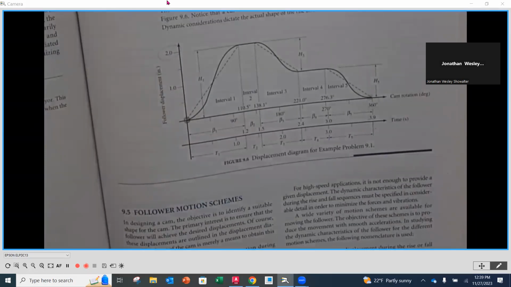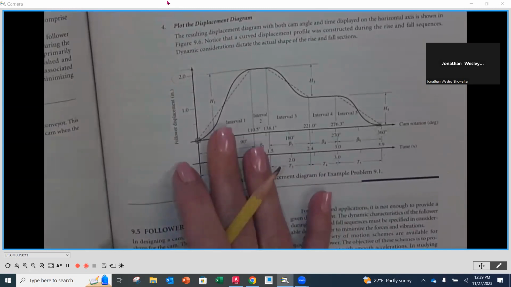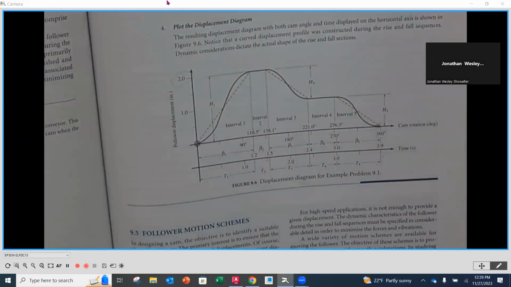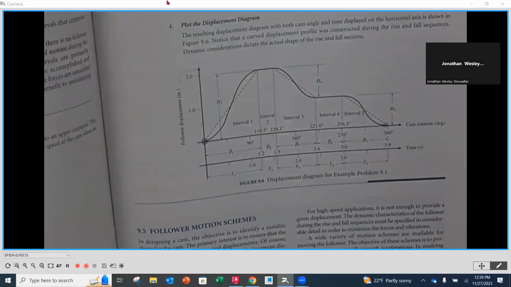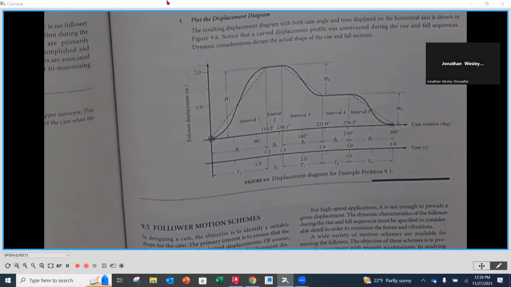All right. So that's the first example to show you how you would plot a displacement diagram. Displacement diagram. So again, that's always the first step, and those are going to be the first couple problems that you're going to be doing for your homework.